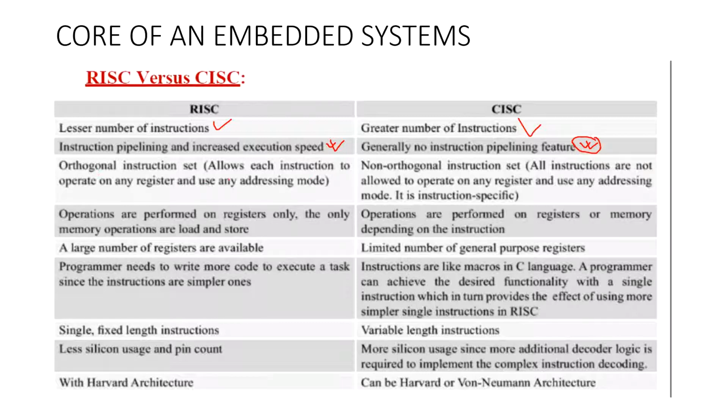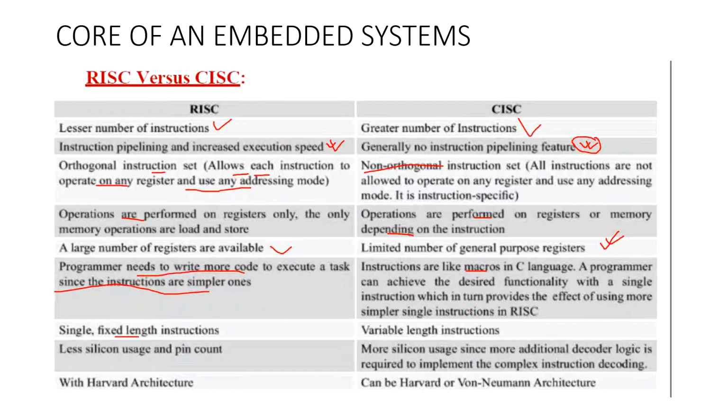RISC has an orthogonal instruction set, which allows each instruction to operate on any register and use any addressing mode. Whereas CISC has a non-orthogonal instruction set. In RISC, operations are performed on registers only, whereas in CISC operations are performed on registers and memory, depending on the type of instruction. RISC has a large number of register sets available, whereas CISC has general purpose register sets. In RISC the programmer needs to write more code to execute a task since the instructions are very simple, whereas in CISC the programmer can write a complex instruction so that he can reduce the density of the code.